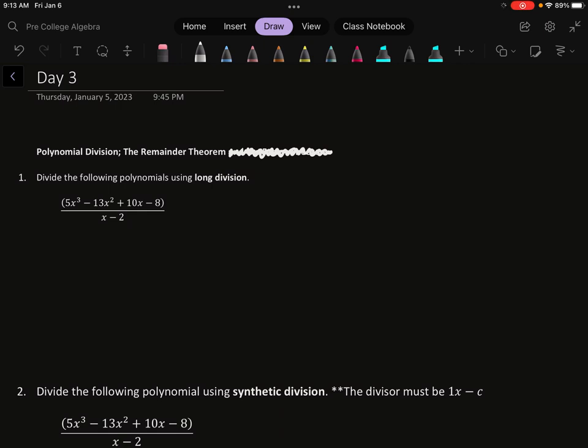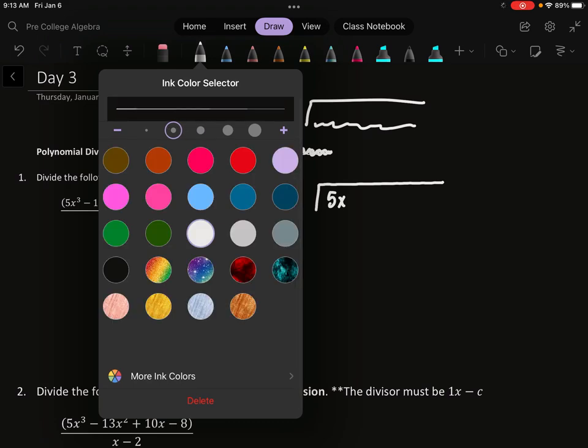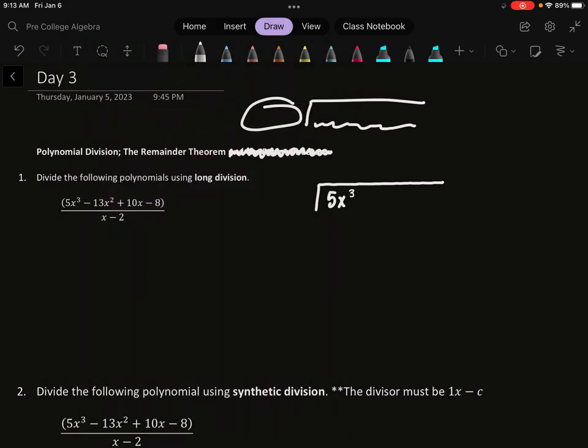So we want to divide the following polynomials, again, using long division. If you remember long division, we put the stuff on top inside and the stuff on the bottom on the outside. So we need to set up our little division guy. And we have 5x to the third minus 13x squared plus 10x minus 8, and then we have x minus 2 on the outside here.